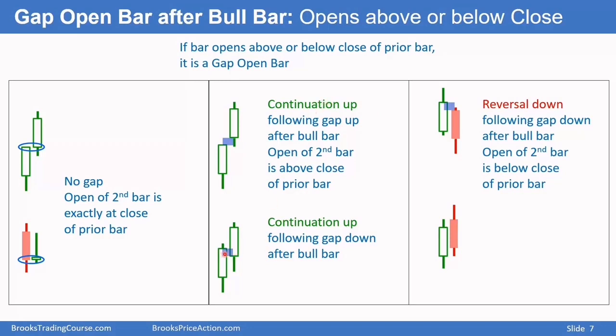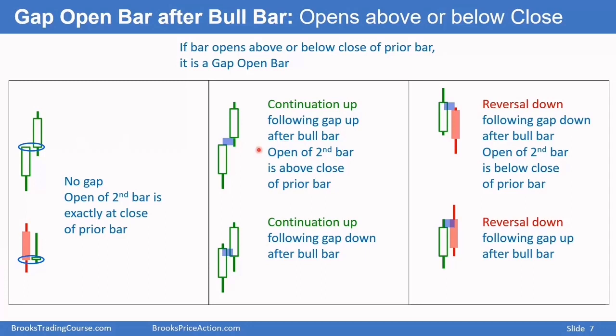Instead of continuation up, bull bar, bull bar, bull bar, bull bar, we have bull bar, bear bar, bull bar, bear bar. Here we have a gap down. The open of this bar gapped below the close. Here we have a gap up and a reversal down. This bar opened above that close and it reversed down.